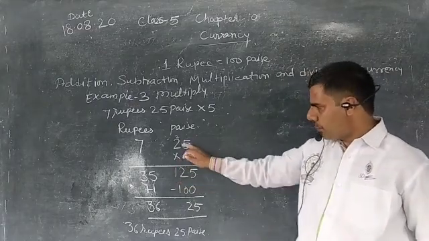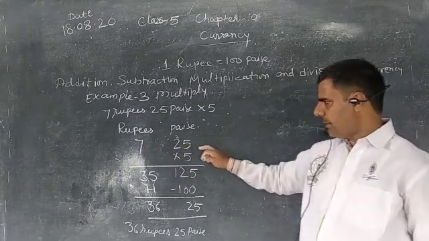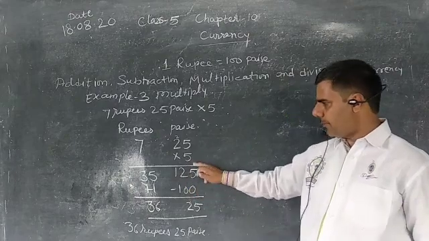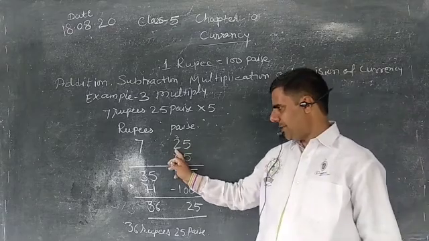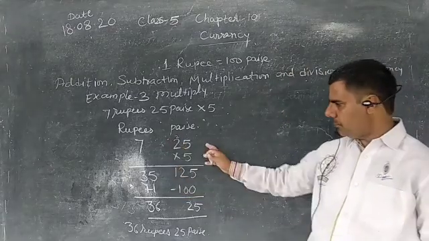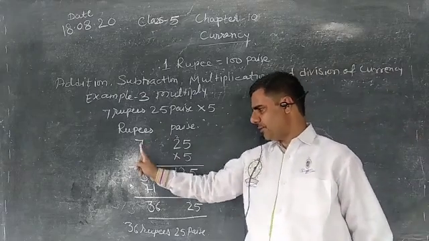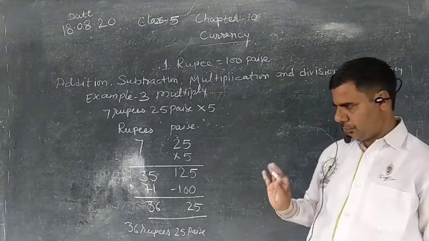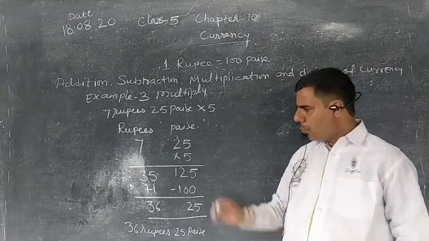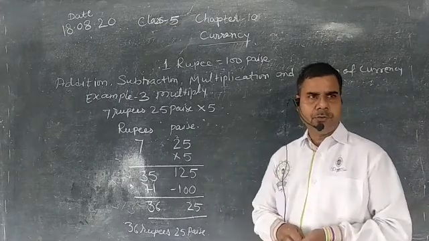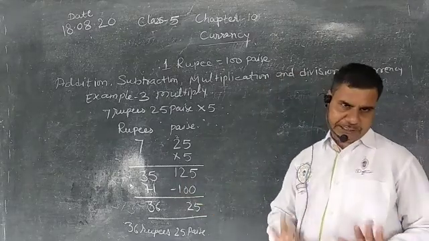5 will be multiplied by 25 separately and by 7 separately. Means in the paise column, 5 5s are 25, carry 2, 5 2s are 10 and 2 is 12. Means in the paise column 125 paise, and in the rupees column 5 7s are 35 rupees. But we see that in the paise column there is more than 100 paise. Means we shall convert into rupees again. Then we shall subtract 100.